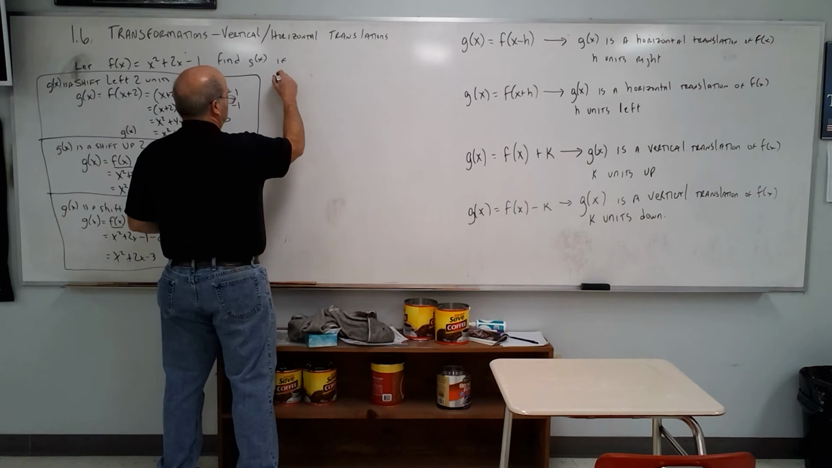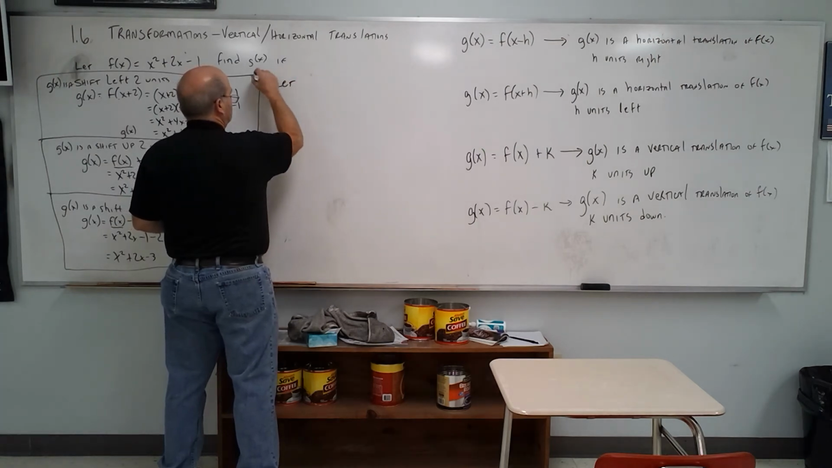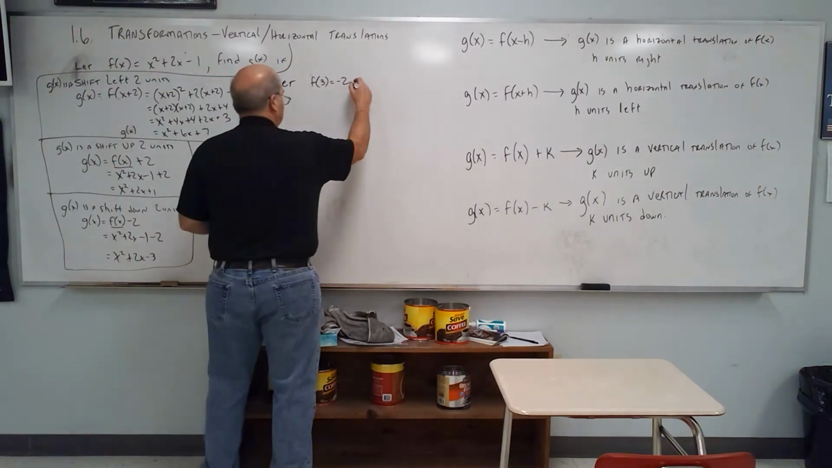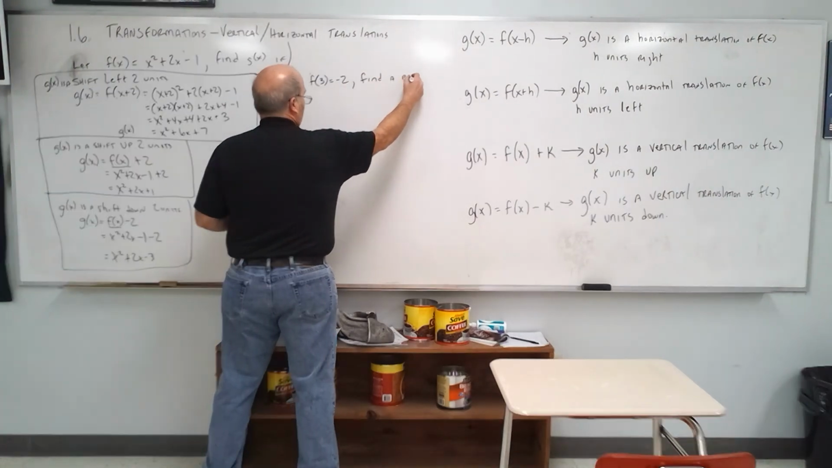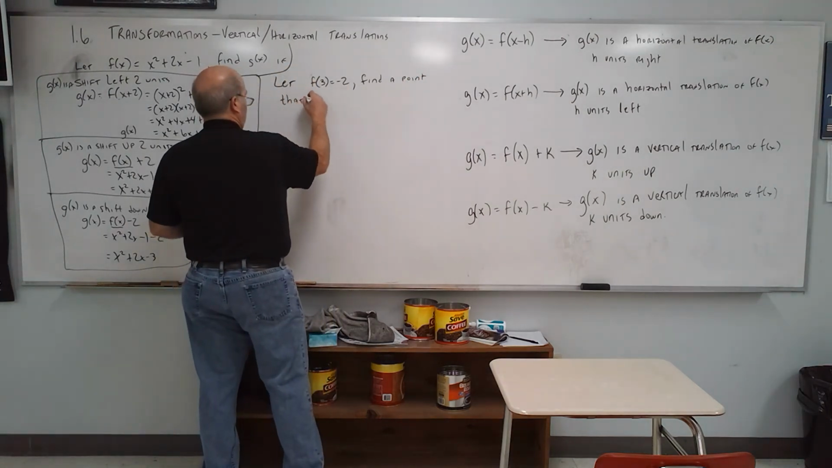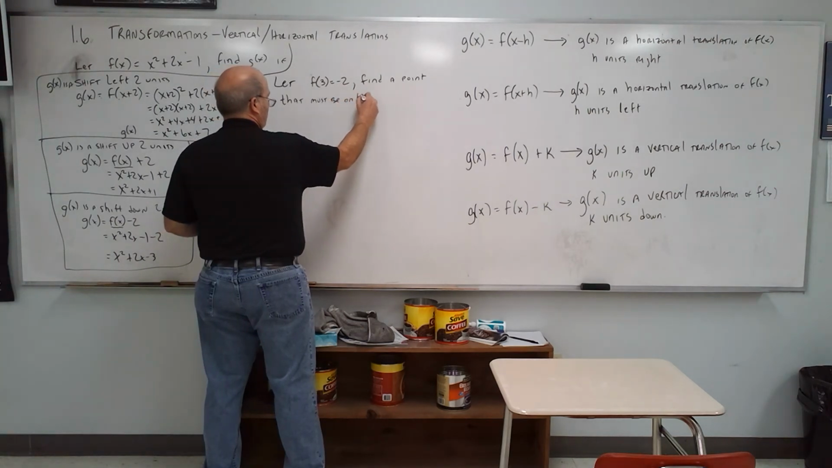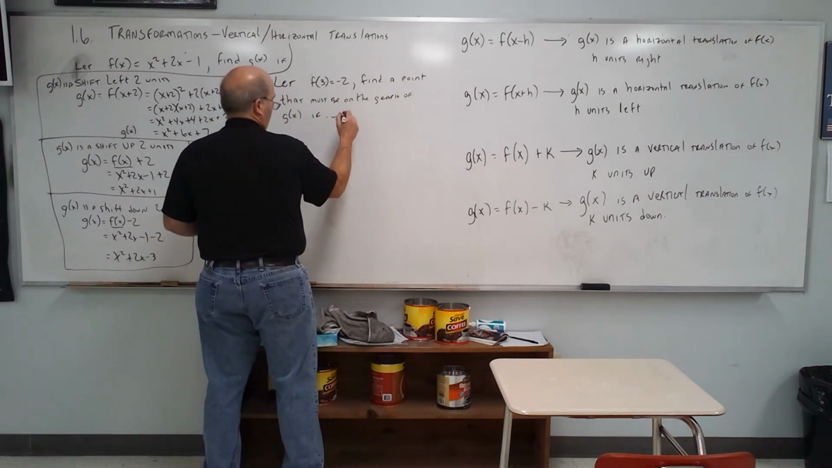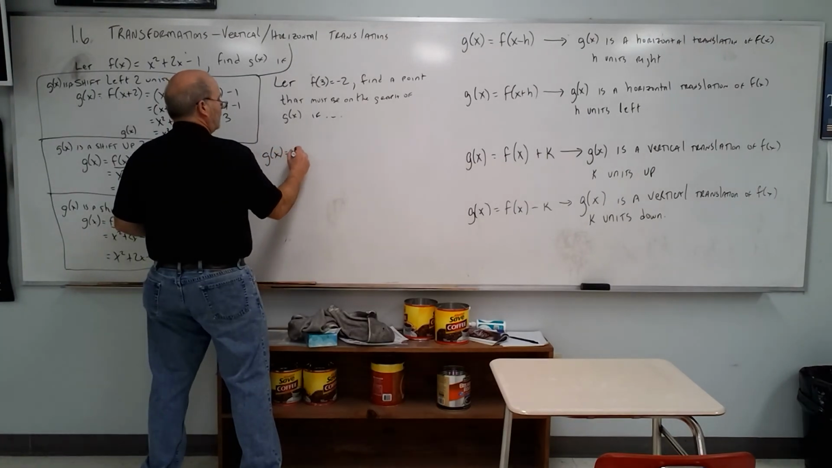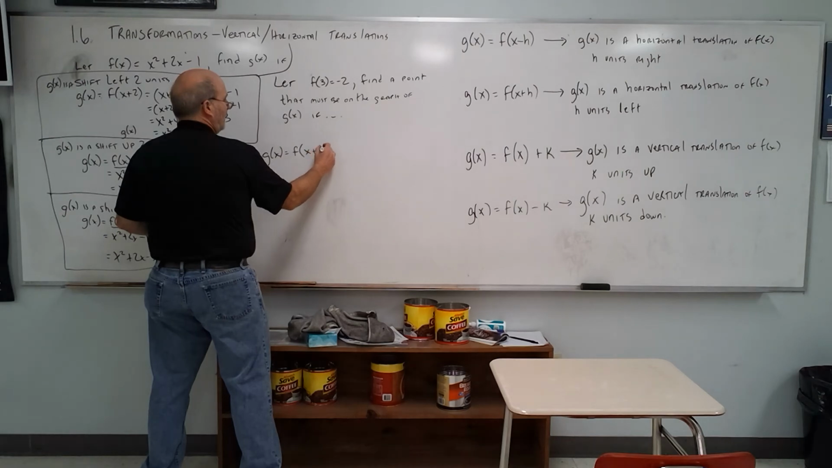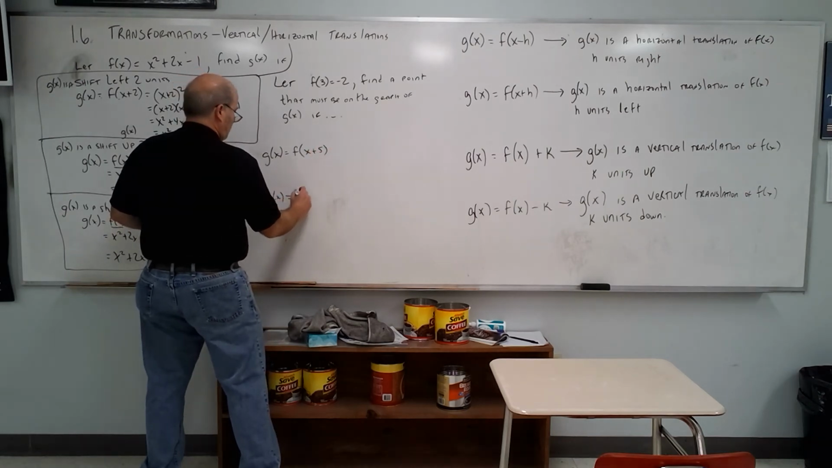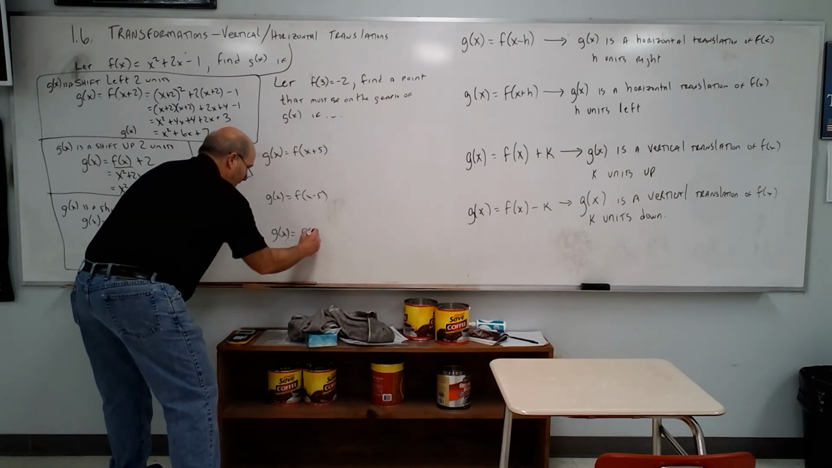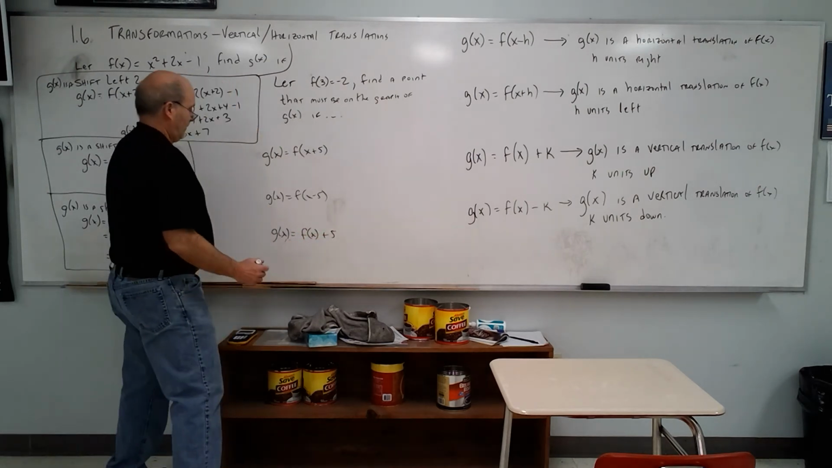If I told you, given, let's say, f of 3 equals negative 2, and I said find a point that must be on the graph of g of x if, let's say, g of x equals f of x plus 5, or if g of x equals f of x minus 5.